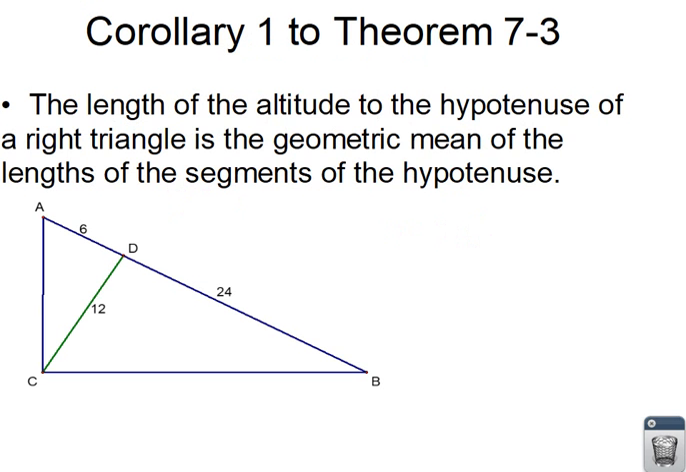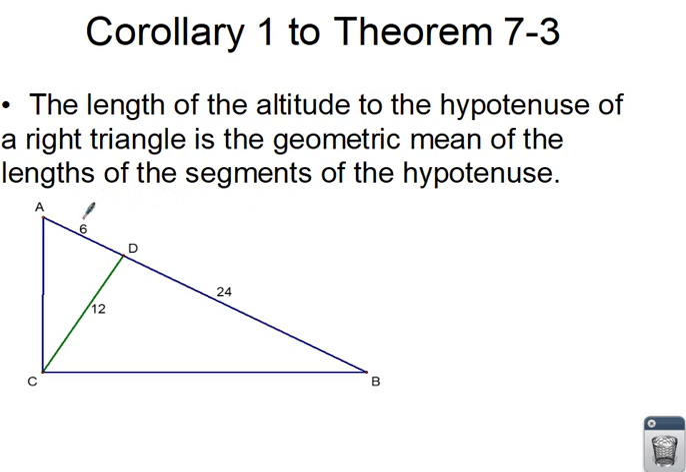It's nothing too crazy. Alright, now we've got some corollaries, and we're going to read them. You can write them down if you wish, draw the pictures, whatever. And then I'm going to show you, when we get to the problems, how to actually do this without much thinking involved. Okay? So corollary 1 to the theorem, where the theorem said that the triangles were all similar. Corollary 1 says the length of the altitude to the hypotenuse of a right triangle is the geometric mean of the lengths of the segments of the hypotenuse.